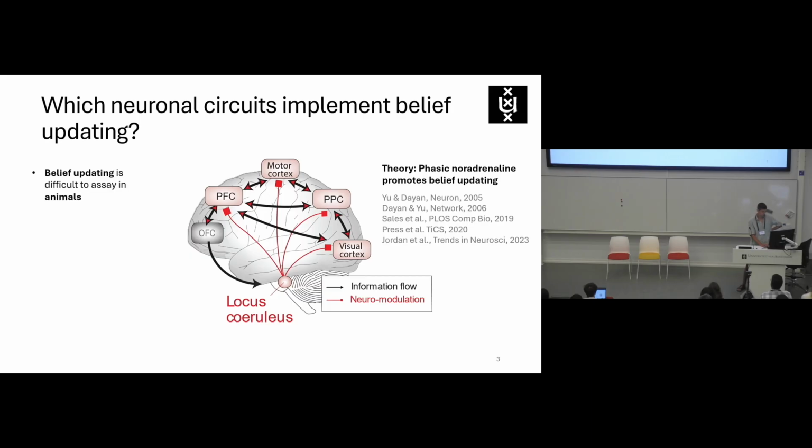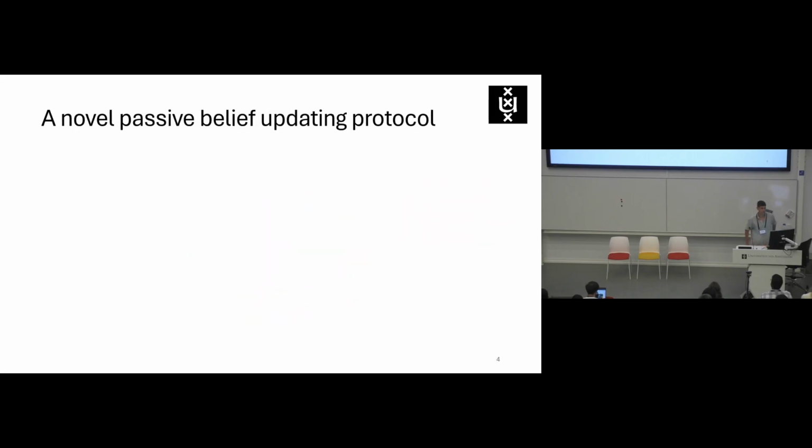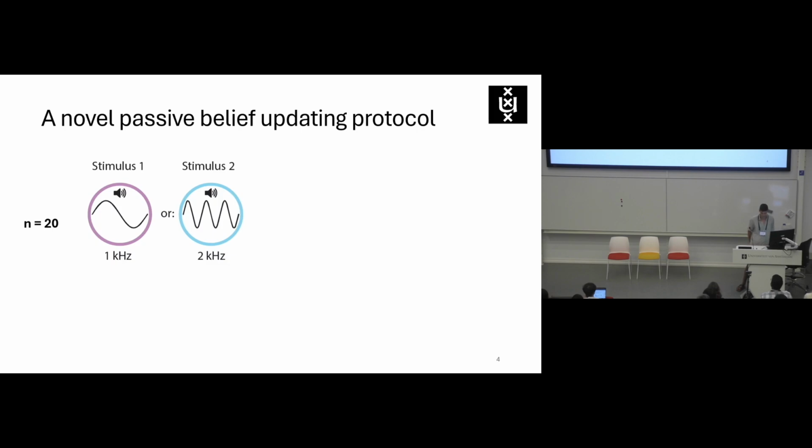This is due to a few reasons. First of all, belief updating is difficult to assay in animals. Further on, noradrenergic activity is difficult to measure in humans. And in a task setting, strong report-related transients may mask pure belief updating activity. Therefore, we set out to develop a novel passive belief updating protocol, which does not need self-reporting and therefore addresses those problems.